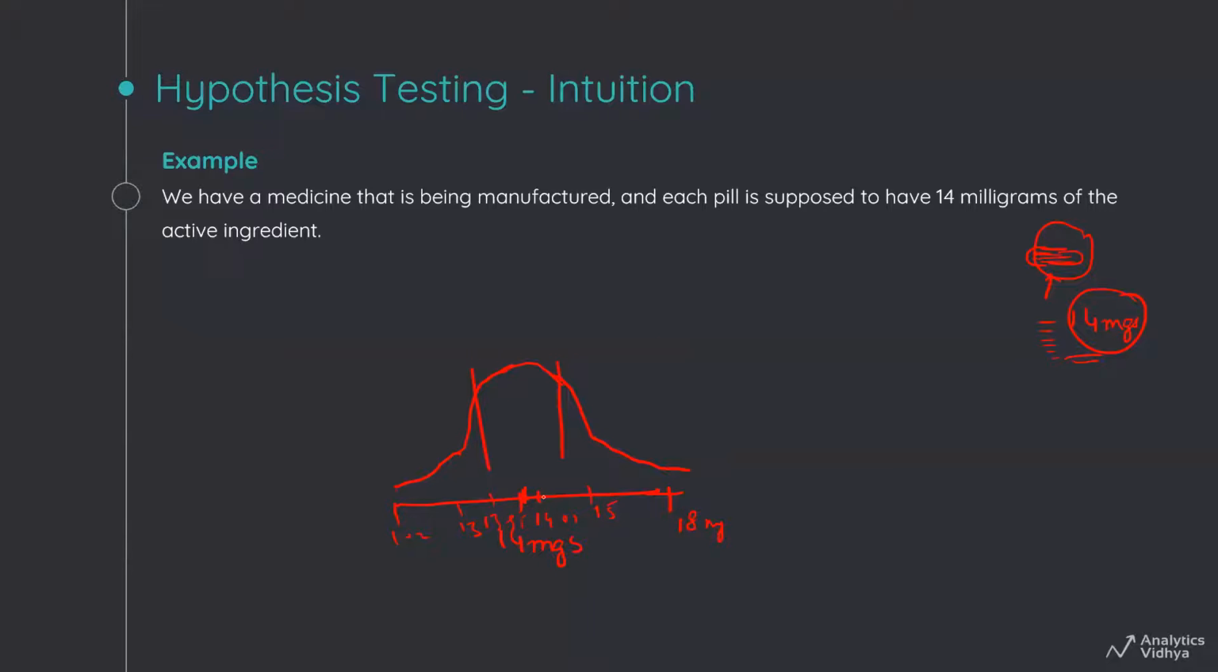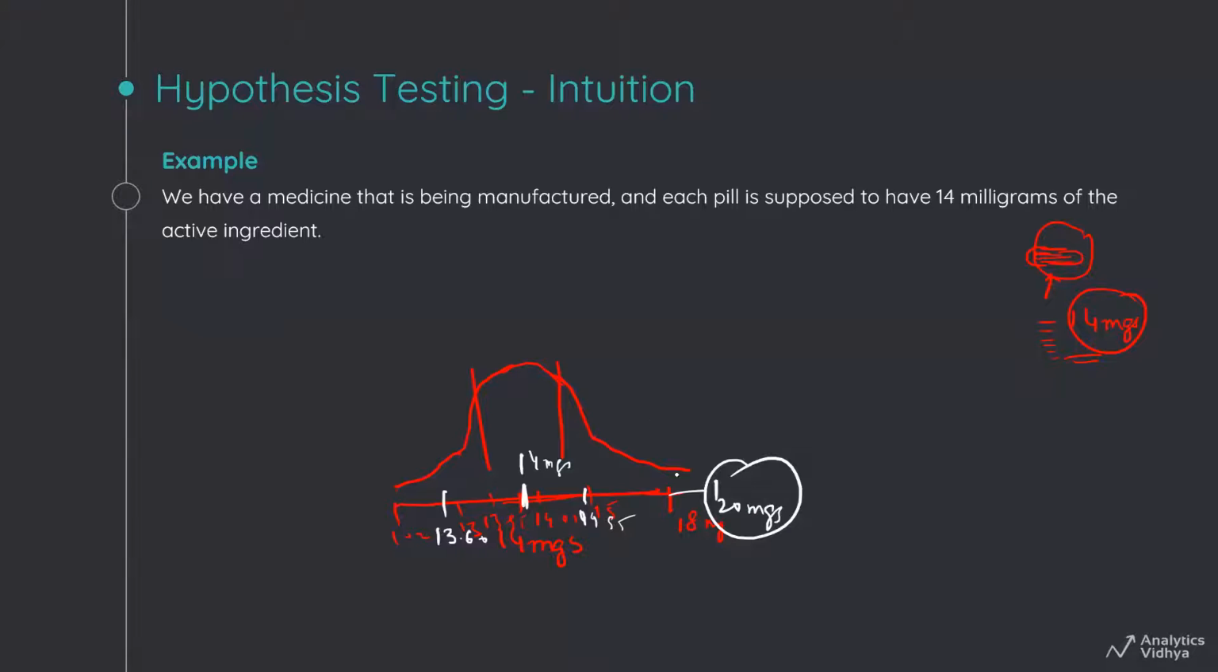Now taking this region, there must be an acceptable threshold that you are okay with. Say the drug manufacturer is saying, okay, my drug need not have exactly 14 milligrams, but even if it is 14.95, I'm okay with it. Or even if it is 13.60, I'm okay with it. But if it is 20 milligrams out of the pill, that is of concern, because this is not the general behavior or the behavior that the manufacturer is aiming for.